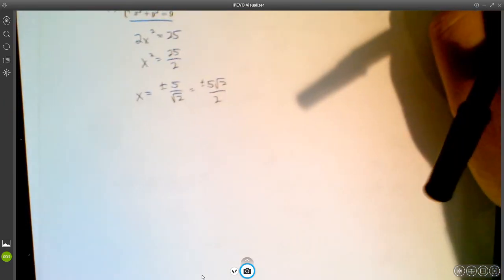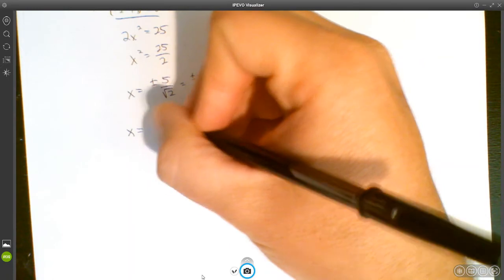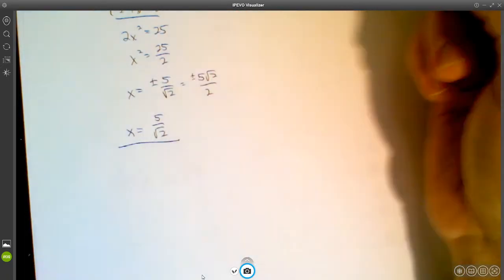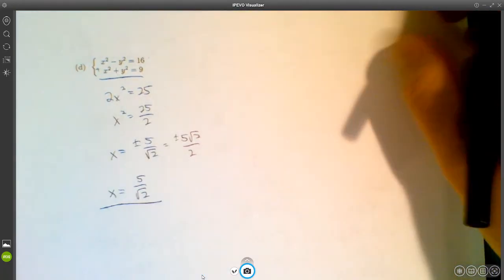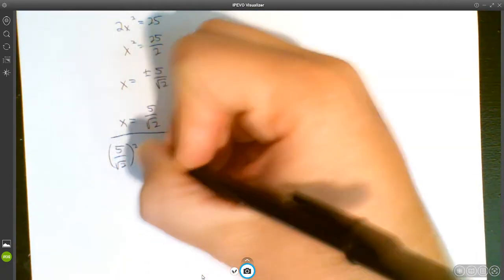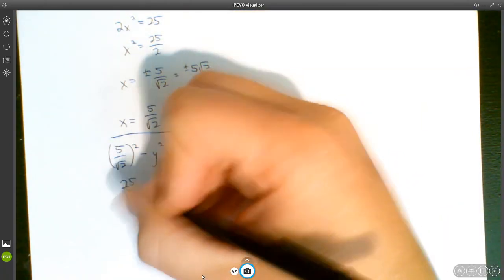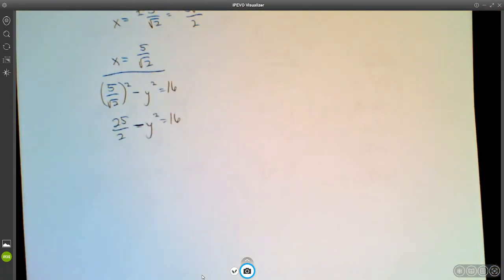I need to figure out what y values correspond to those. So if x equals 5 over root 2, I'm just going to leave it like that for the purposes of plugging stuff in. I think that's going to be a little easier. And then which equation do I plug it into? I don't think it matters. They're equally easy. So I'll plug it into the top. We get (5 over root 2) squared minus y squared equals 16. That means 25 halves minus y squared equals 16. 16 minus 25 halves, 7 halves.